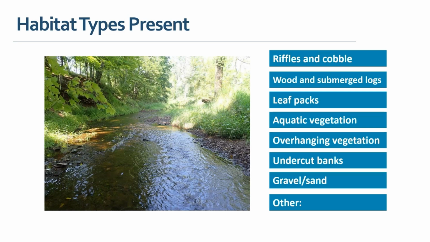And aquatic vegetation is vegetation that's in the water, and I'll be showing some pictures of those in later slides. But we're not talking about vegetation that's growing on an island or on the stream banks. We're talking about what's in the stream. Is there overhanging vegetation that's like actually hanging down into the water? Are there undercut banks, gravel, sand, or other?